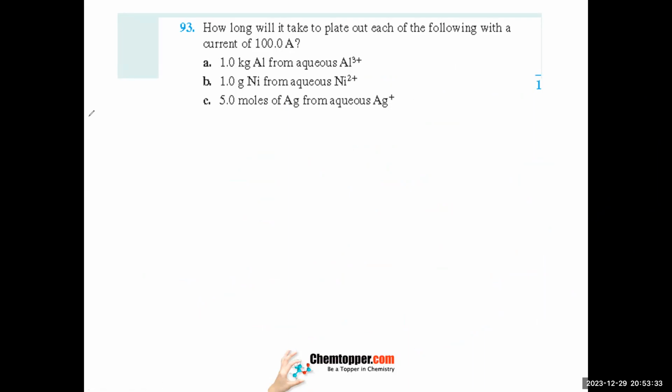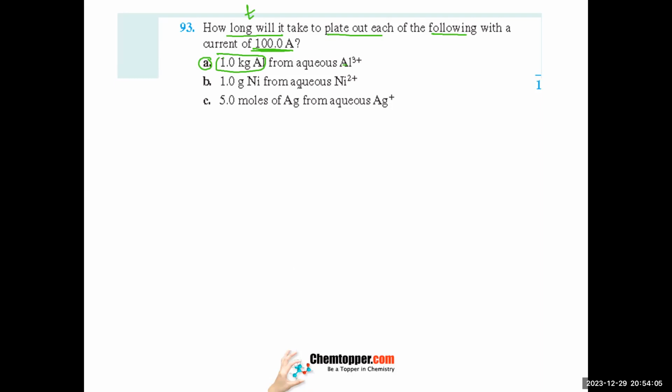How long will it take? Means time. They're asking the time to plate out each of the following. Each of the following means the first part. And the current is given to us. Now, how much time will be needed to take out 1 kg of aluminum?